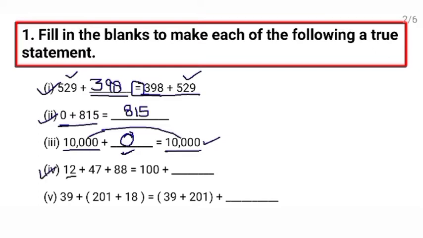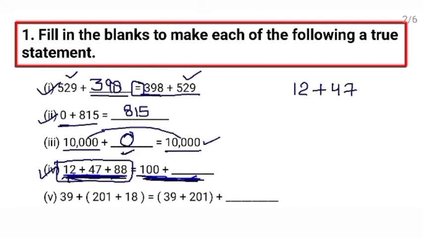Next, 12 plus 47 plus 88 is equal to 100 plus dash. Both the sides are equal. It means this side, 12 plus 47 plus 88, will be equal to this side. So let's add it and check. This is 12 plus 47 plus 88. When you add them, you will get 147. Right? So the left hand side is 147.